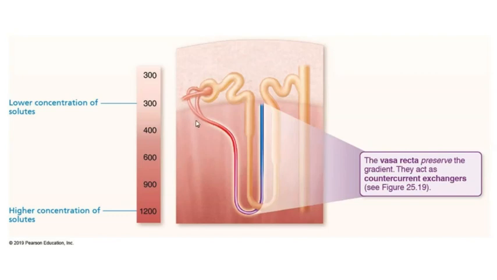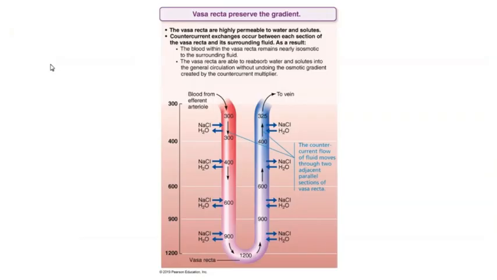So if we take a look at a very simplified diagram of the vasa recta here, we see that the efferent arterioles that are leaving the glomerulus will then bend back and run roughly parallel to the nephron loop. And the vasa recta, what they are doing is that the water that is pulled out of the fluid here is picked up by the vasa recta. The sodium that is pulled out is also picked up by the vasa recta here and returned back to systemic circulation.